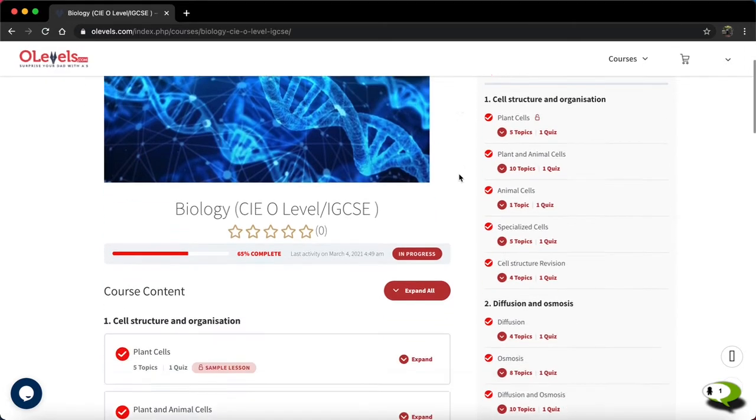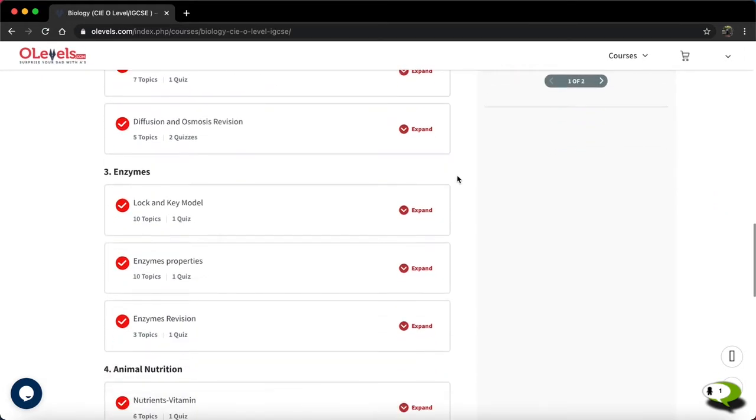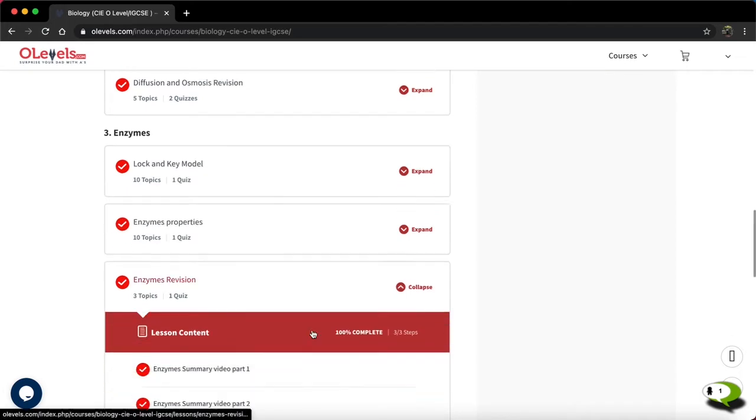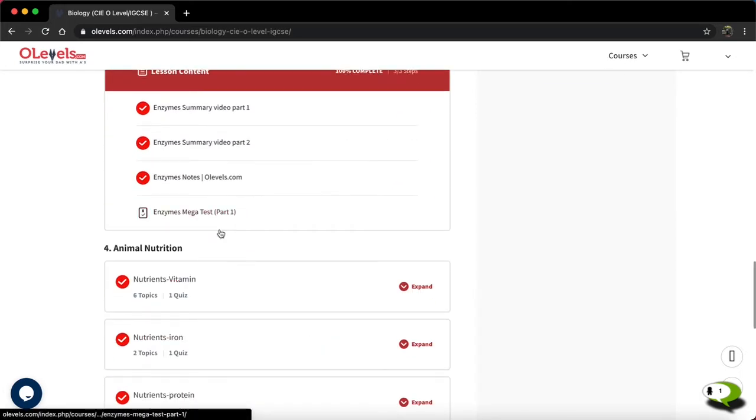So let's dive in. So here is enzymes. Let's expand it. Expand enzymes revision. And here we have enzymes mega test part 1. Let's open it.